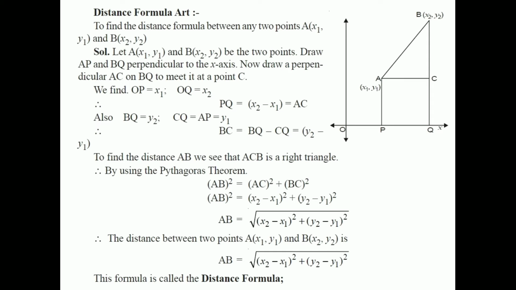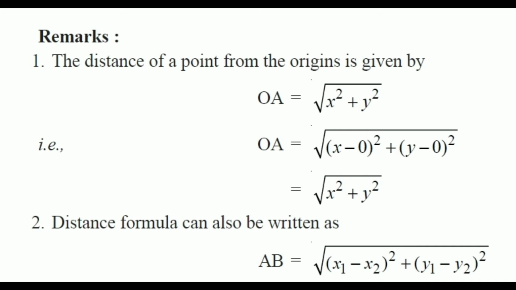In this way we have AB is equal to the square root of (x2 minus x1) whole square plus (y2 minus y1) whole square. And this is the distance between the points A and B whose coordinates are respectively (x1, y1) and (x2, y2). This formula is called the distance formula, and we say distance AB is equal to under root (x2 minus x1) whole square plus (y2 minus y1) whole square. We have to remember this formula properly.